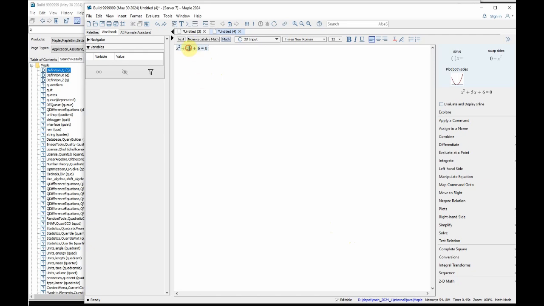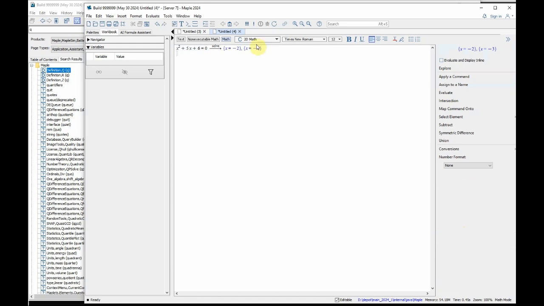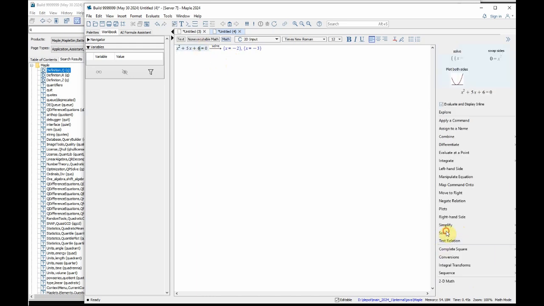Well, I can click on this equation and I can see in the context menu over here there is a solve command. So let's try that. And that gives me the answers. But that's not what I want. I don't want the answers. I want to learn how to solve this equation. So let's try something different.